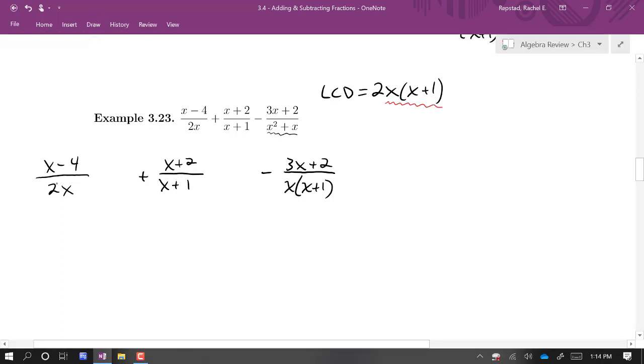To get to that LCD, that least common denominator, this first fraction has to pick up a factor of x plus 1 on the top and the bottom. The second fraction needs to pick up a factor of 2x, or a factor of 2 and a factor of x, I guess. And the last fraction just needs a factor of 2.